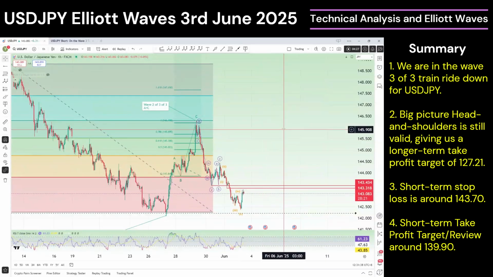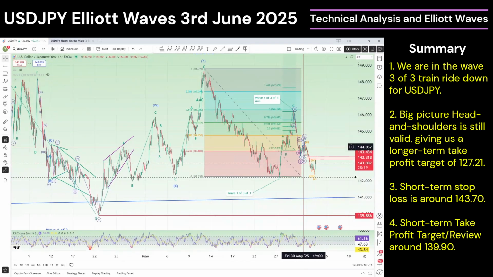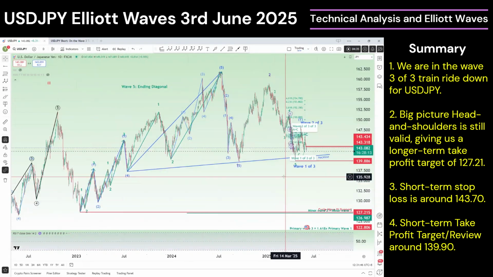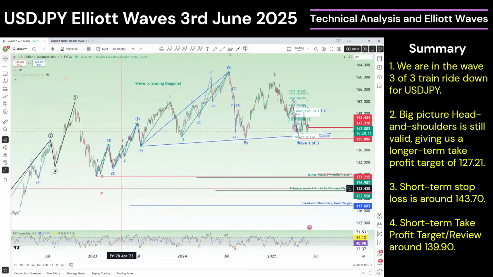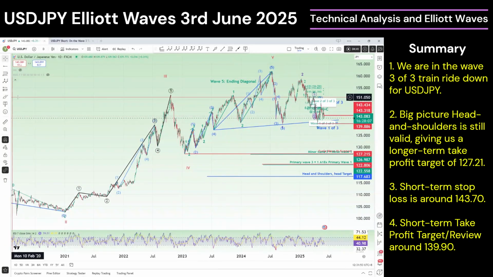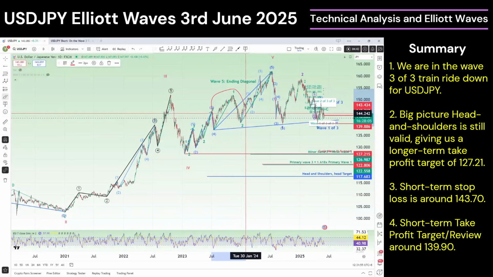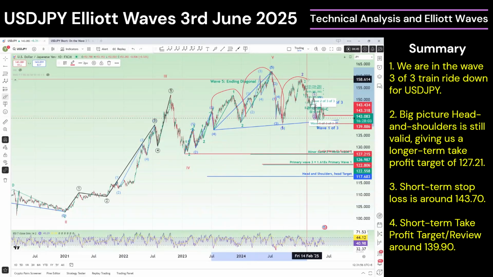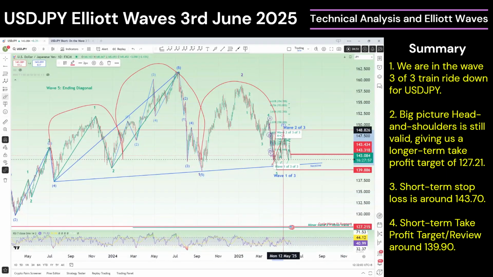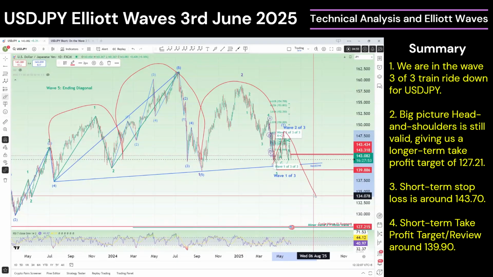Now before we continue on this, let's look at the big picture again. On the daily, if you have been following me, I have been pointing out this head and shoulders pattern for a while now. This big head and shoulders pattern, and then this is the wave two, and then wave three.